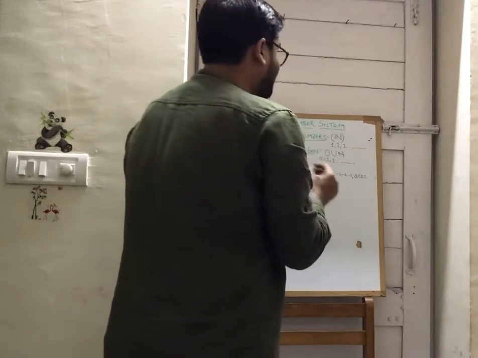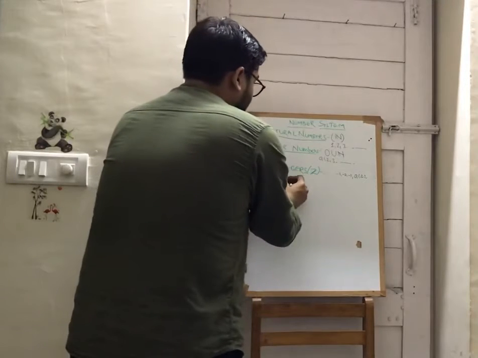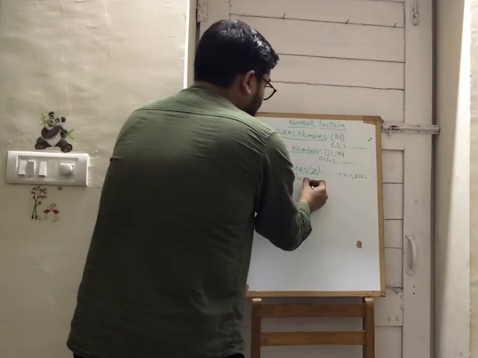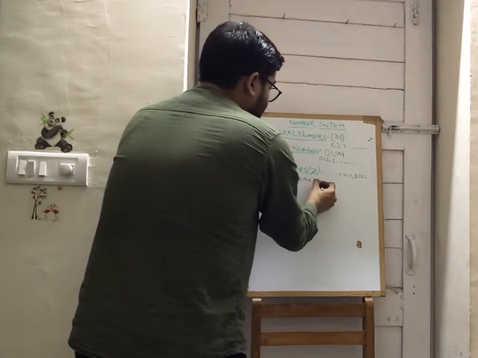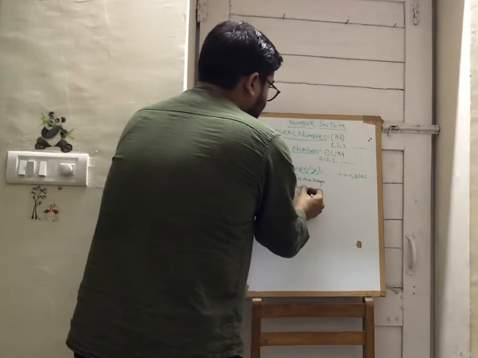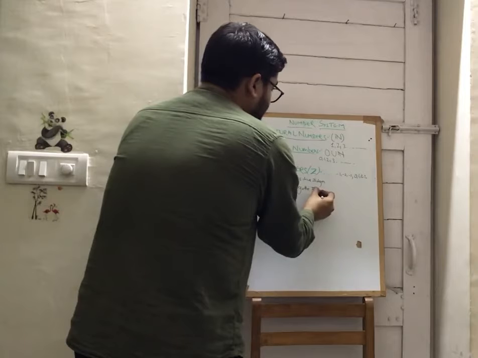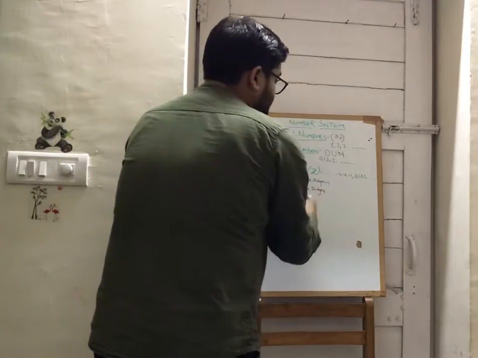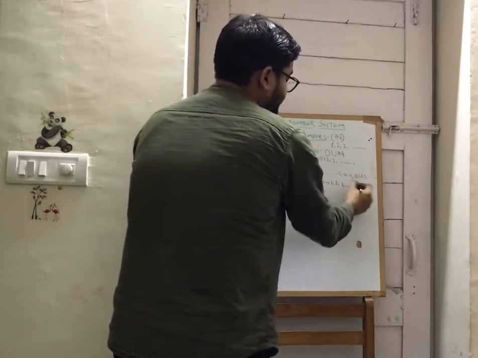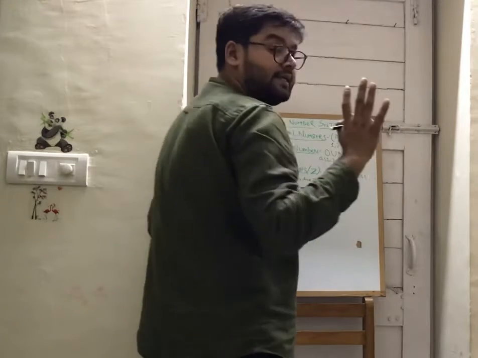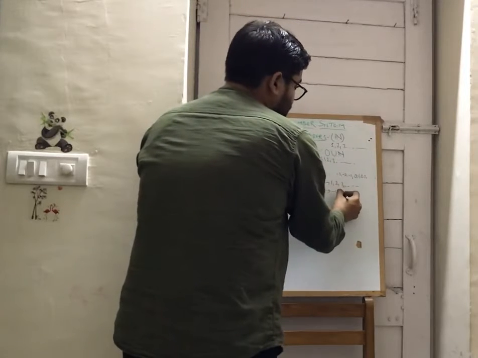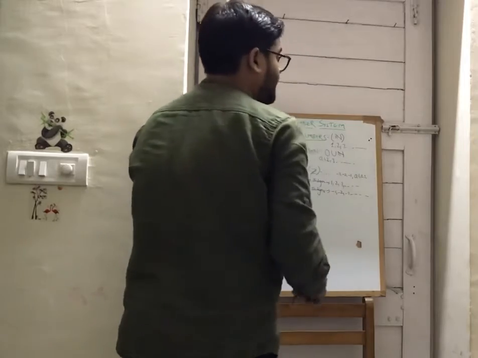Okay. So in integers we have two types. The first one is positive integers. The second one is negative integers. What are positive integers? Positive integers are 1, 2, 3 up to plus infinity. So basically positive integers are the natural numbers. The negative integers are minus 1, minus 2, minus 3 up to minus infinity.